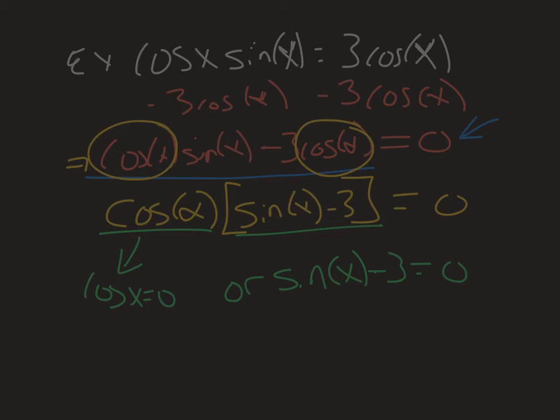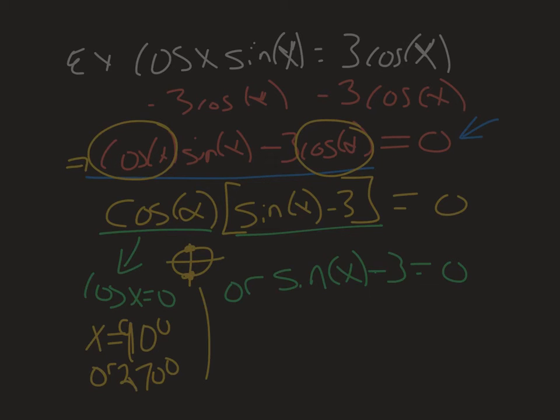So if we think about this, if I was to do inverse cosine, we could say x is 90 degrees, or it could also be 270 degrees, because if we think about cosine, it's the x-coordinate, and that happens at 90 degrees and also 270 degrees. So that's that half of the equation.